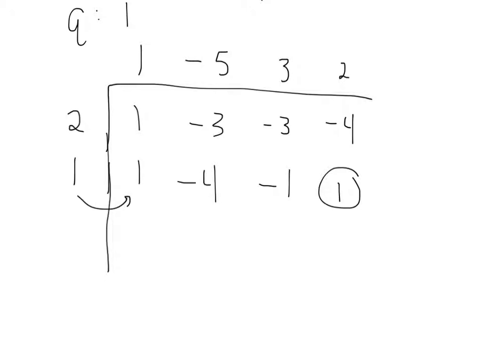Okay, we can try the other two, just to make sure. Let's see what the other two look like. So let's try -1. It's going to be -1 and -5 is -6. -6 and 3 is -3, wait, 6 and 3 is 9. -9 and 2 is -7.